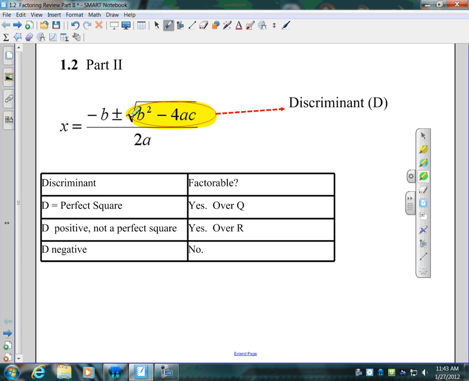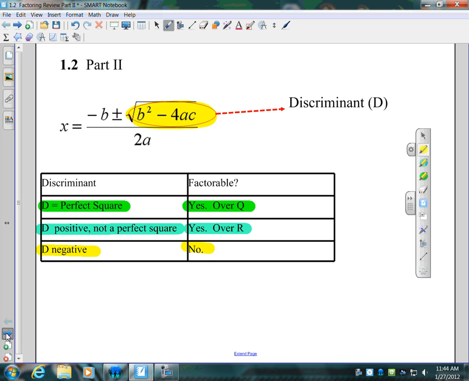If the answer that you get when you do the discriminant, b squared minus 4ac, is a perfect square, we're going to be able to factor it over the rational numbers. You're going to get answers that are fractions or whole numbers. If you get an answer that's not a perfect square, that means you can't square root it, but it's still positive. Therefore, you're probably going to get an irrational number, which means a root, and so it's factorable, but only over the real numbers. And then the third situation is the one where we get into imaginary numbers, which we're not going to deal with in this class.